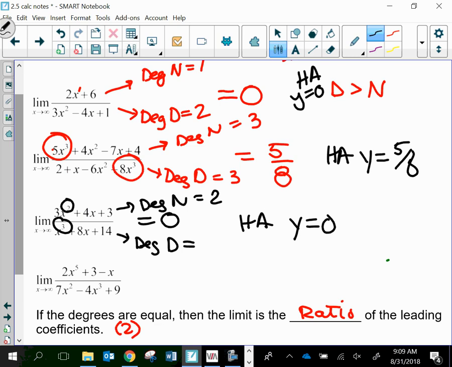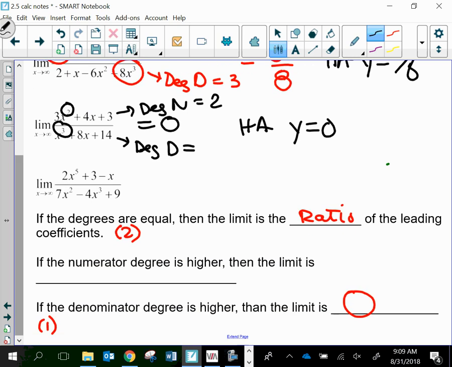I'm assuming the numerator is going to be bigger this time. All right, so degree of the numerator is what, 5? And the degree of the denominator is 3. Biggest one is 3, okay?